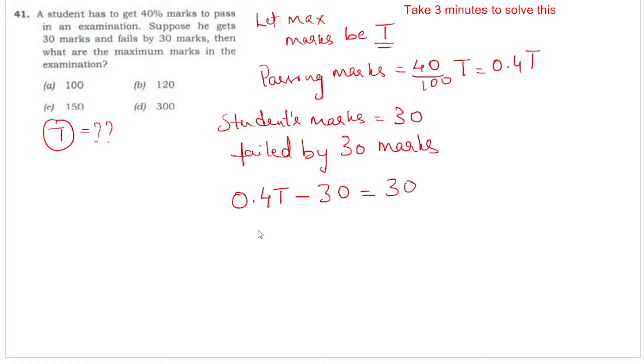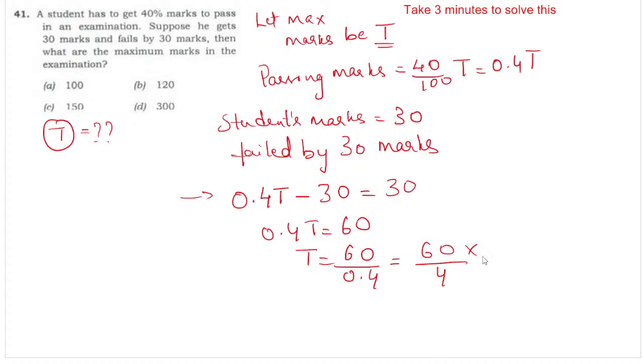So from this equation, we have 0.4T is equal to 60. T is equal to 60 divided by 0.4. This I would take as 60 divided by 4 into 10. 4 ones are 4, 15s are 15, 4 fifteens are 60. This is equal to 150. So the total marks is 150. The correct answer is option C.